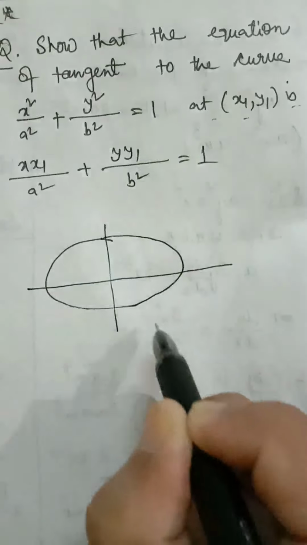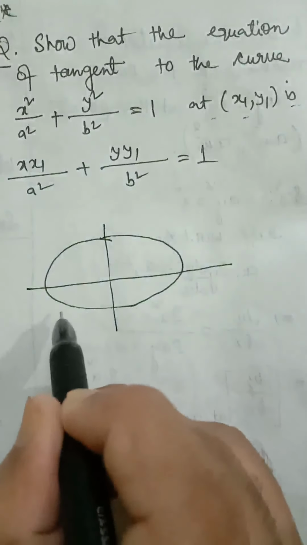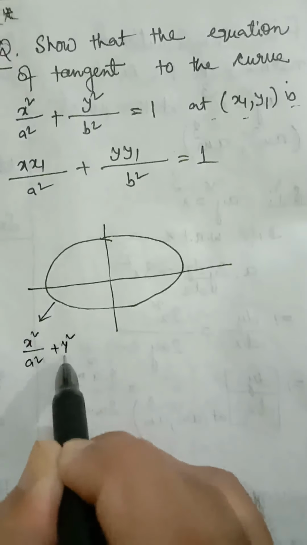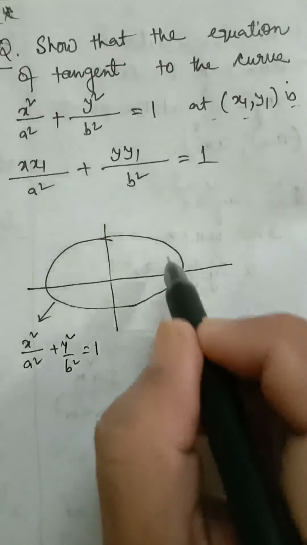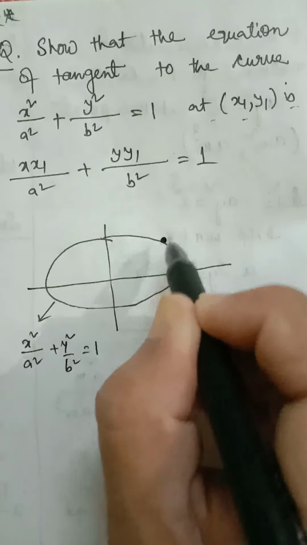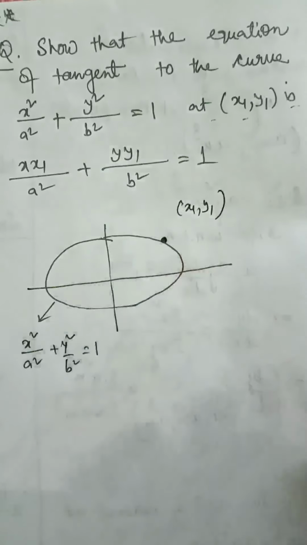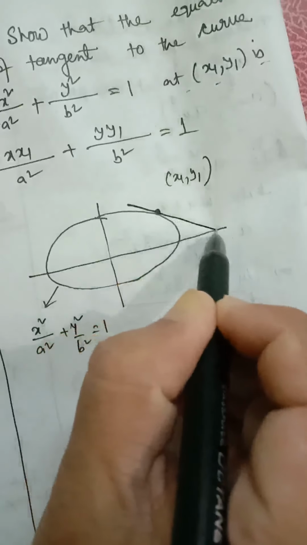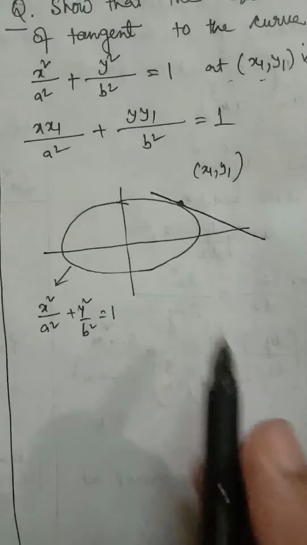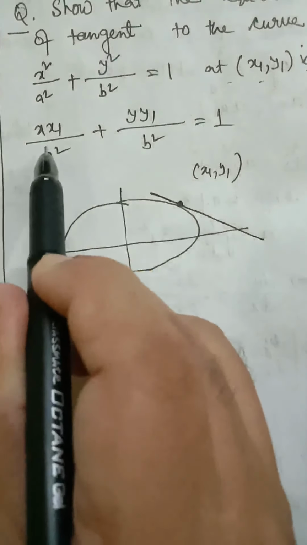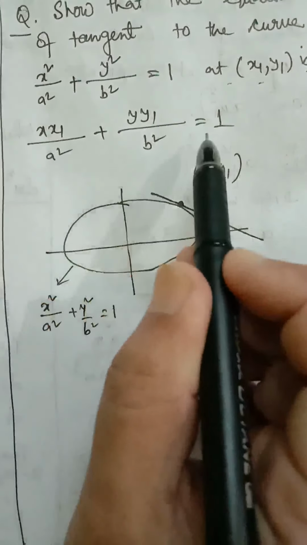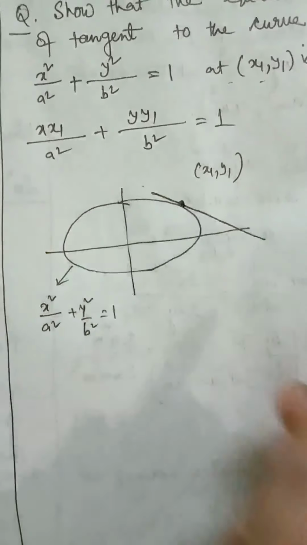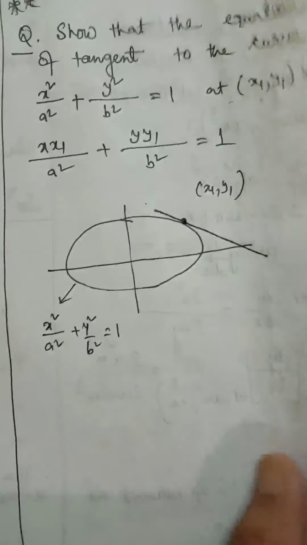Suppose this is the curve x square by a square plus y square by b square equal to 1. Suppose (x1, y1) is any point on the curve. This is (x1, y1). At the point (x1, y1) a tangent is drawn to the curve. What we have to show is that the equation of this tangent is x x1 by a square plus y y1 by b square equal to 1. (x1, y1) is a point on the curve, at this point a tangent is drawn, and we have to show the equation of tangent is this.